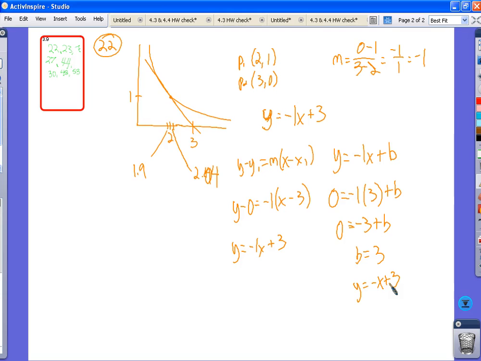So, there's the equation of the line that's tangent to that graph at that point. Right? And we want to estimate f of 1.9. That's going to be very close to t of 1.9. What would you say t stands for? Tangent, right? The value of the tangent line at 1.9. The value of the tangent line at 1.9 can be found by doing what?